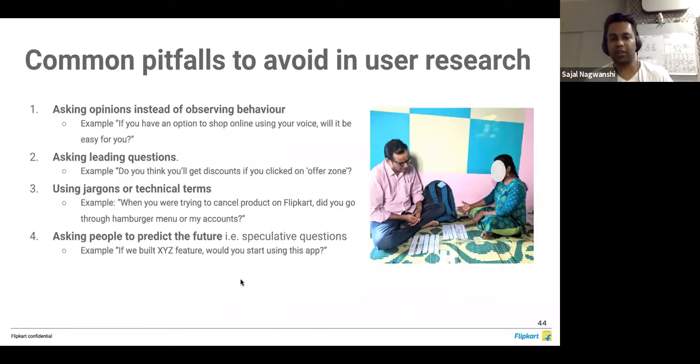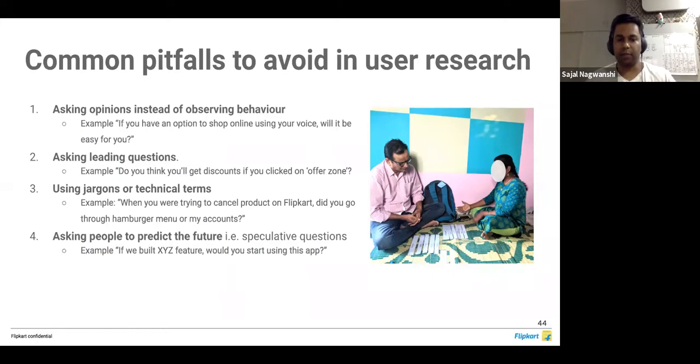Third is using jargon or technical terms. Because we come from the tech world, we tend to use a lot of jargon. So when you're asking questions like, when you try to cancel a product on Flipkart, do you go through the hamburger menu or my account, something like this? The moment you give this kind of options, they know exactly what to look out for. You don't want to give away those answers to users.